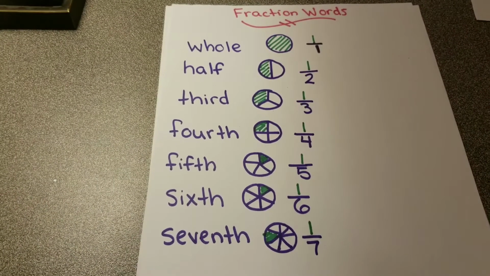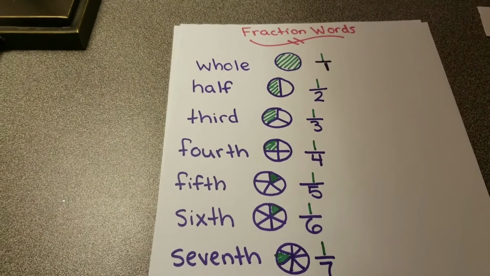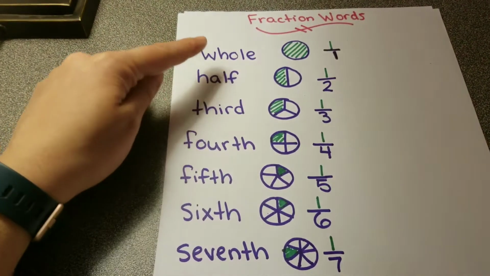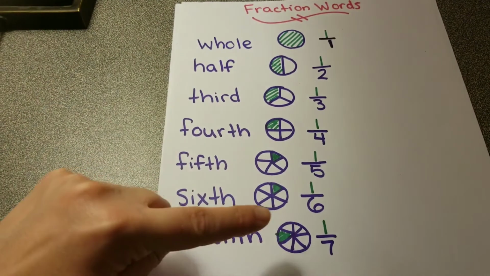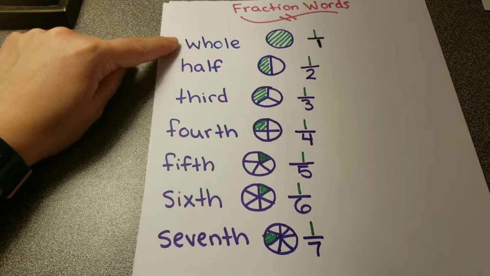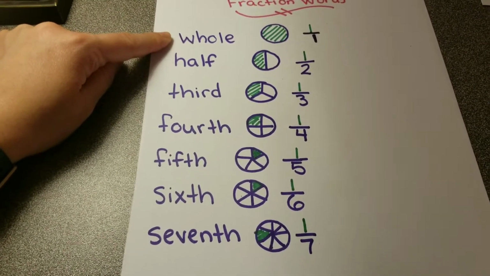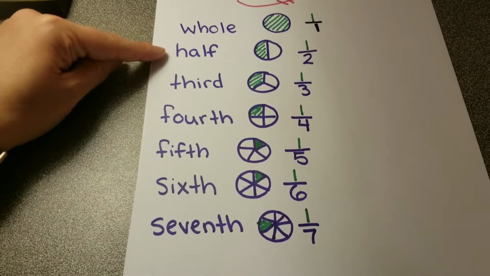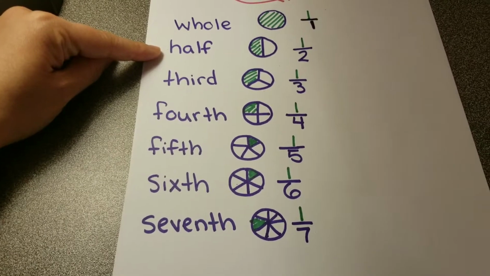Here are some words that might help you out. When we're talking about whole, we're talking about the whole thing. So if you imagine these as a bunch of pizzas, here we have a whole pizza. So maybe the whole pizza has been covered in cheese. The whole thing. Here we have half of a pizza.